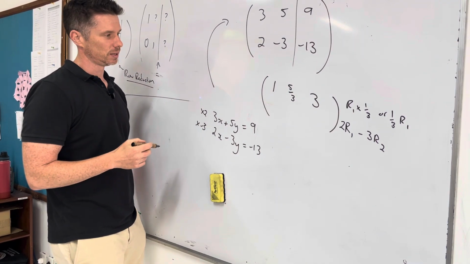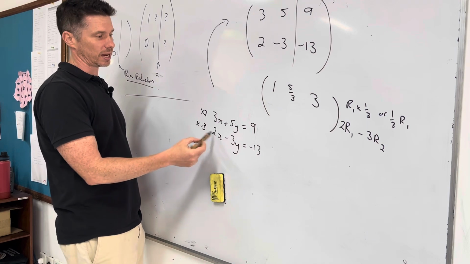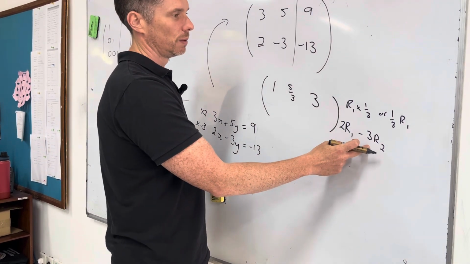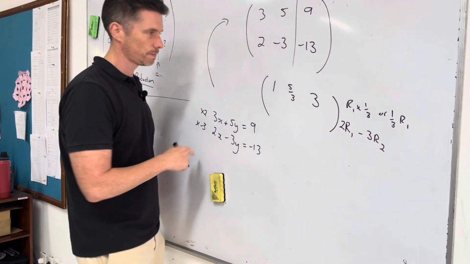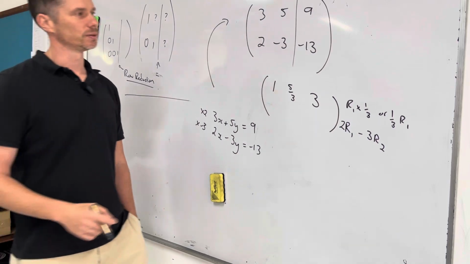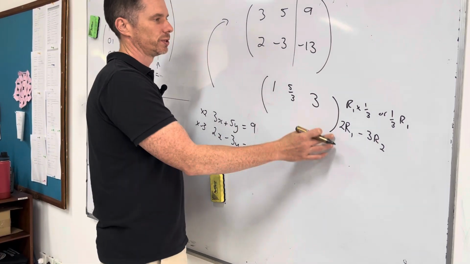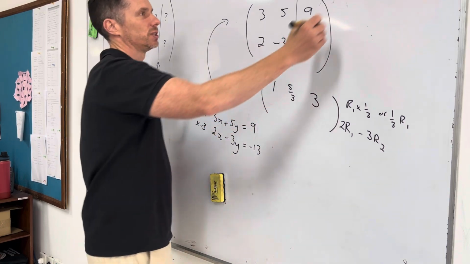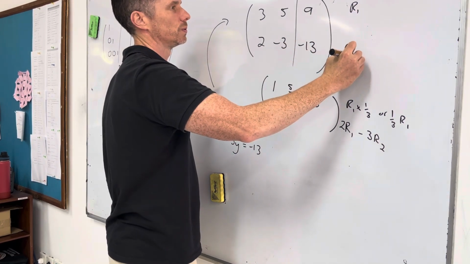I'm trying to get rid of the x here, so that will do this: twice row 1 minus 3 times row 2. So this is putting answers from the old rows, where this is row 1 and this is row 2.